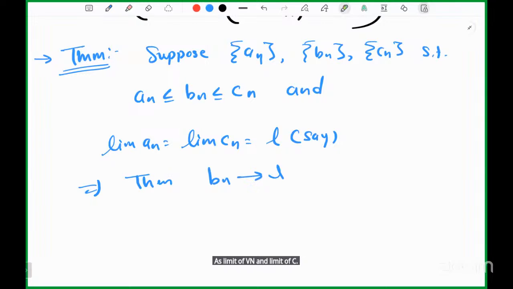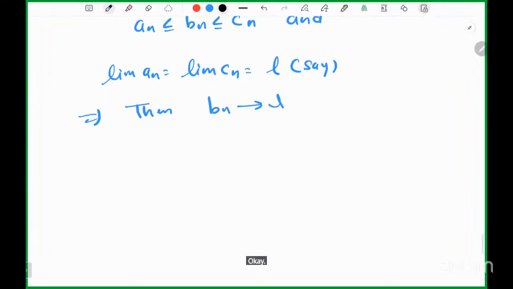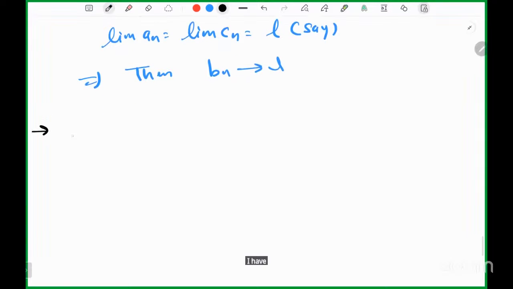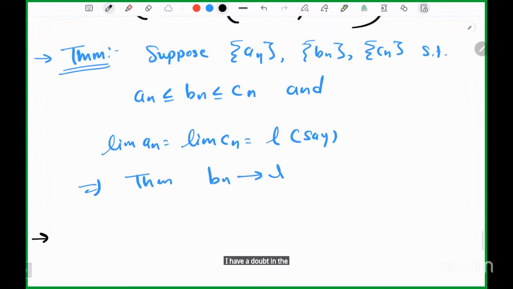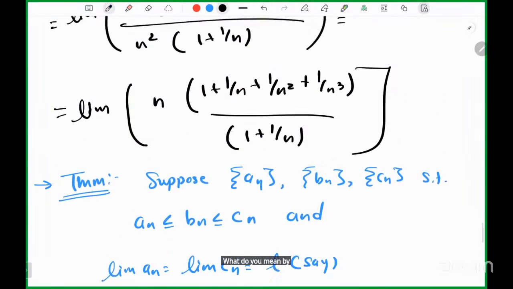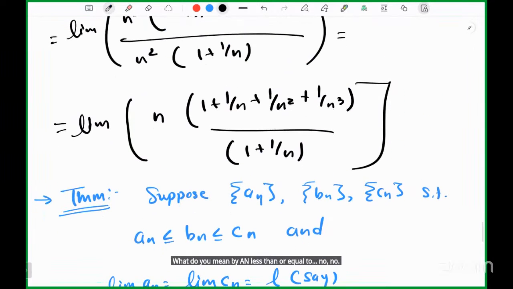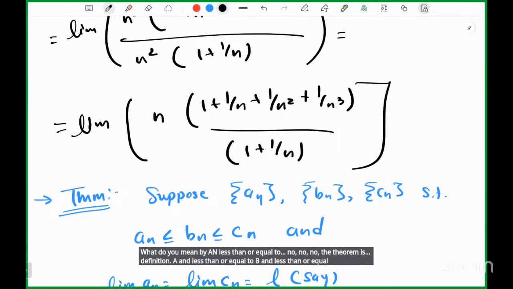Ma'am, can you explain that example, sin x by x is equal to 1? That's the same example I'm going to do. What does this example say? I have a doubt in the definition. Can you scroll up? What do you mean by a_n less than or equal to b_n less than or equal to c_n in the theorem definition? What does it actually mean?